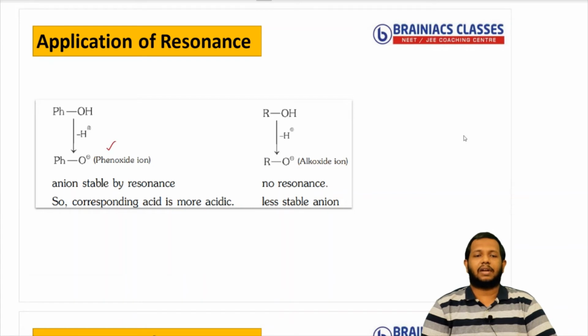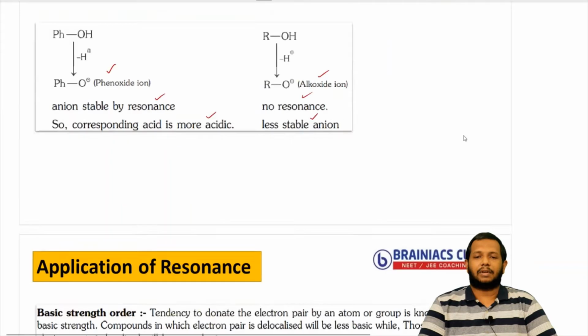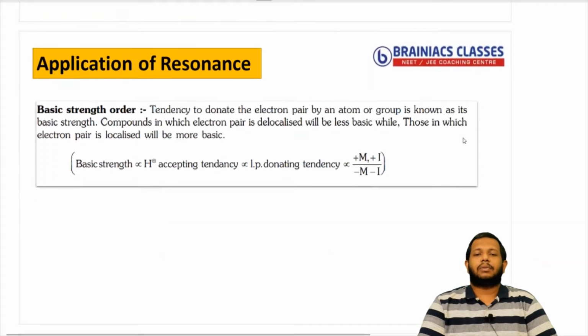Now let's see the same thing, which I have shown in printed form. So the phenoxide ion is stabilized by resonance, so it is more acidic. But for alcohol, the alkoxide ion, if you have an aliphatic chain, that is the alkyl part, there is no resonance, so it is a less stable anion. That is the reason for that. Clear? Okay. Now the next thing.